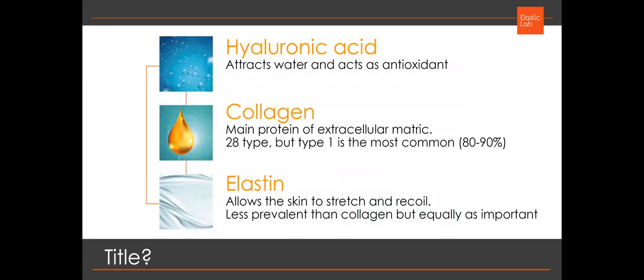I've mentioned a few words like hyaluronic acid, collagen, and elastin, so let's have a very quick overview as to what they are. Hyaluronic acid is a molecule which attracts water, i.e. it is hydrophilic, and acts as an antioxidant. Collagen is the main protein in the extracellular matrix, and type 1 is the most common, though there are various types. And elastin is a protein which allows stretch and recall of the skin.